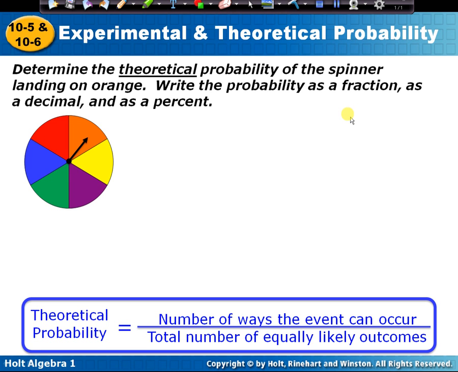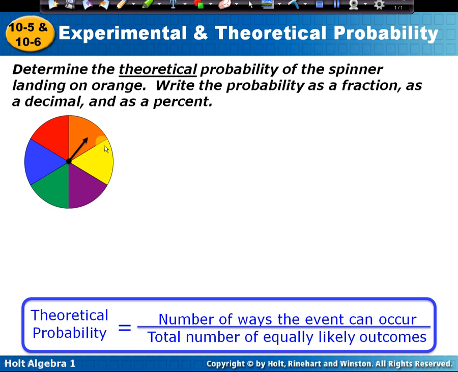All right, for number 1, we're going to be dealing with the theoretical probability. It says, determine the theoretical probability of the spinner landing on orange. Write the probability as a fraction, as a decimal, and as a percent. So theoretical probability means that we're not actually dealing with specific experimental data. We haven't actually spun the spinner, but we can look at the spinner and observe its characteristics, and based on what we see about this spinner, we can say, in theory, if we were to spin the spinner, this is what might happen. So it's asking us to write the probability as a fraction, as a decimal, and as a percent. The probability of the spinner landing on orange.